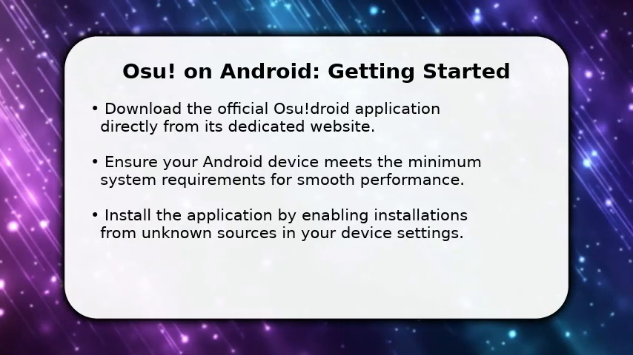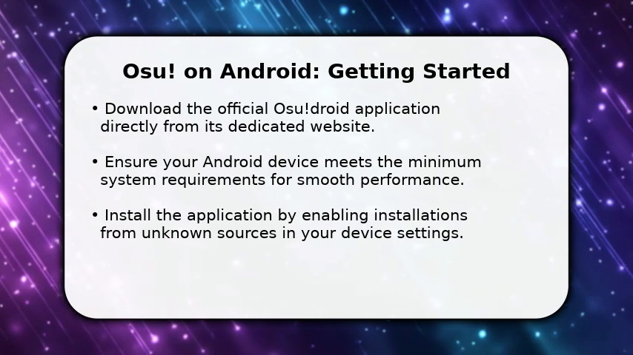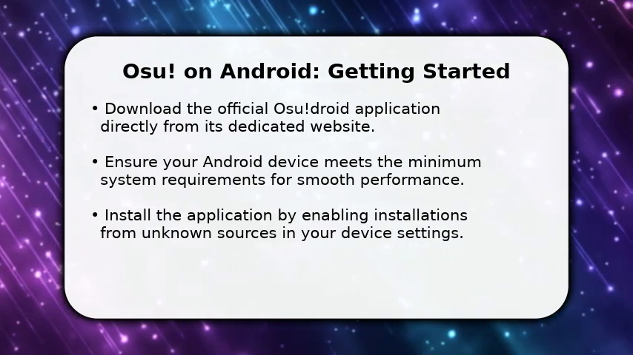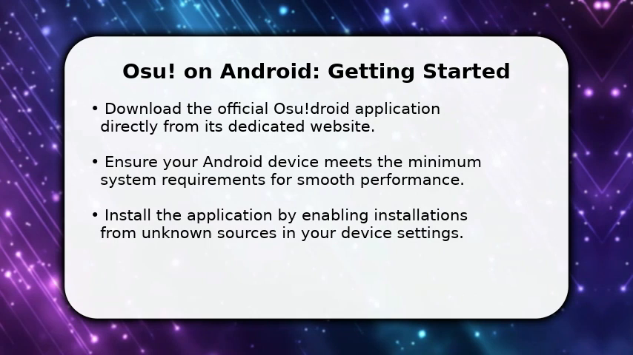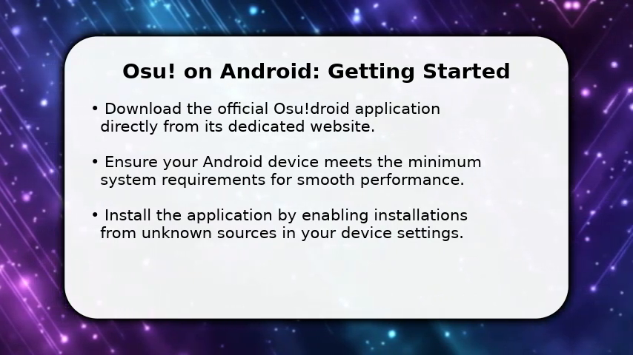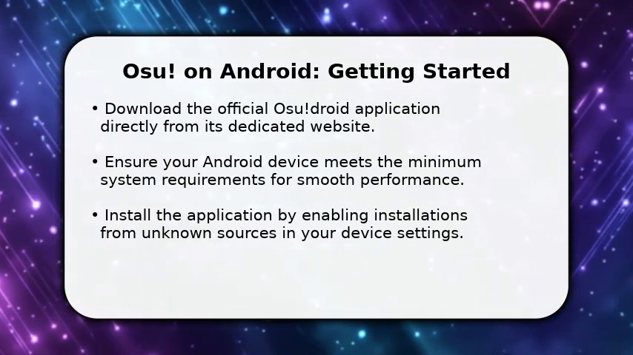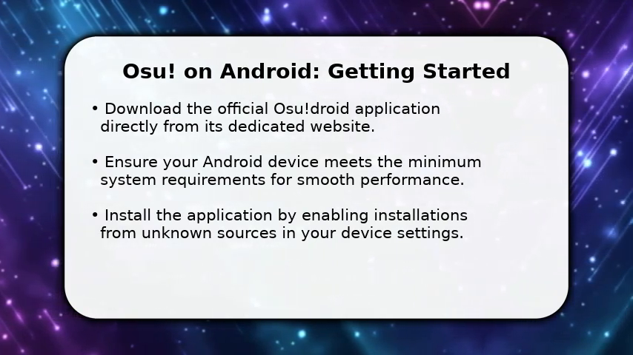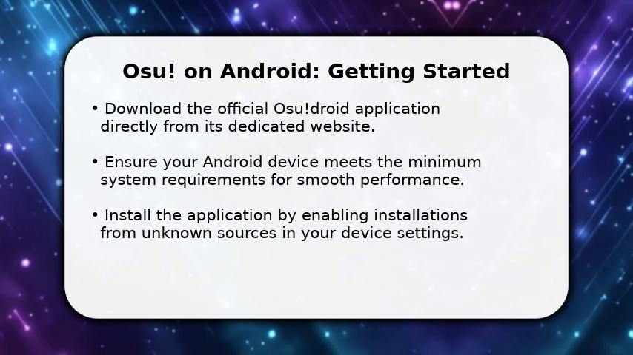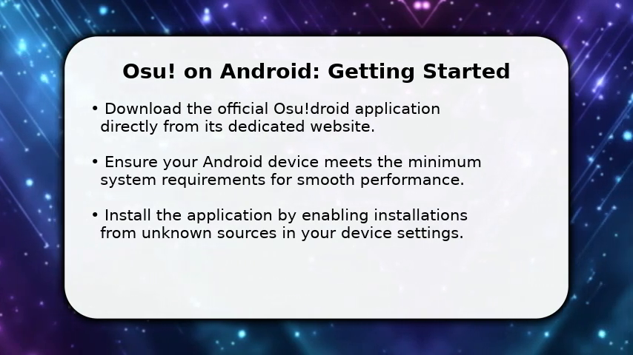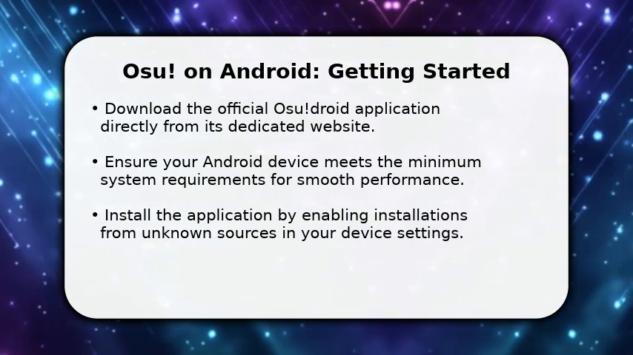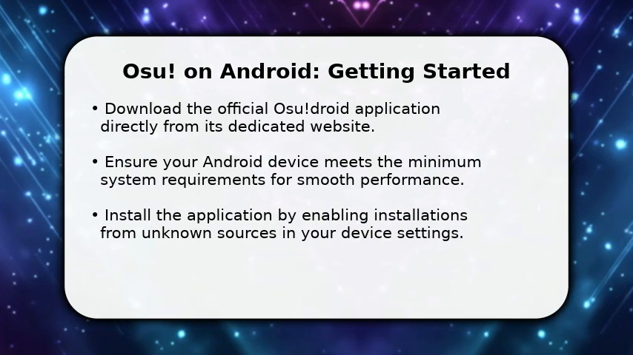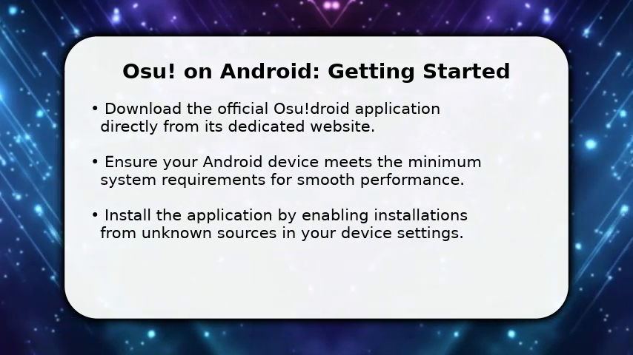In this video, I will explain how to play OSU on Android. First, you will need to download the official OSU Droid application. This is the primary way to experience OSU on your mobile device. Make sure to get it from the dedicated OSU Droid website to ensure you have the correct and most up-to-date version. Once downloaded, simply install the application, which typically takes less than 1 minute. You are now ready for the next step.